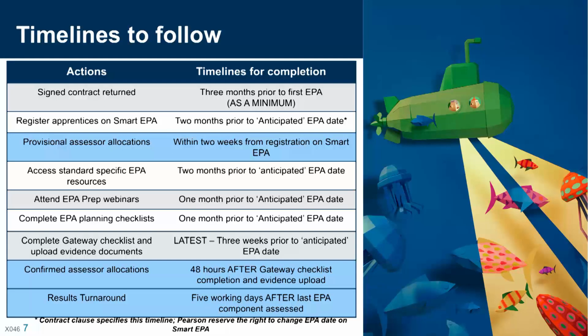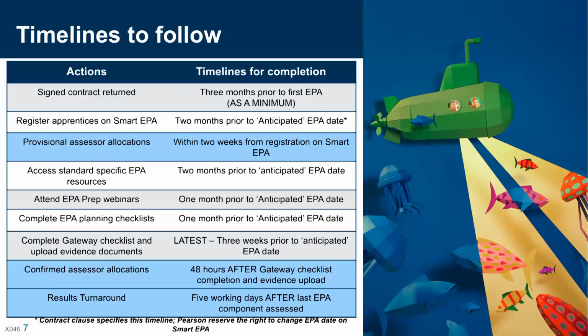Once you have registered the apprentices and closer to the time that the apprentice is ready to take their EPA, you need to complete the EPA planning checklist. Again, these are all available on Smart EPA now, and we recommend that you do this after you've attended the EPA preparation webinar, but before you hit the gateway timeline. And once you've completed the planning checklist, you can complete the gateway checklist. Again, this is available on a standard basis on Smart EPA.